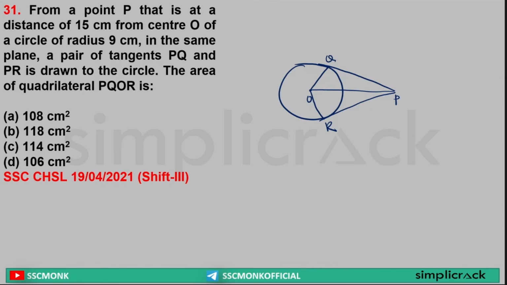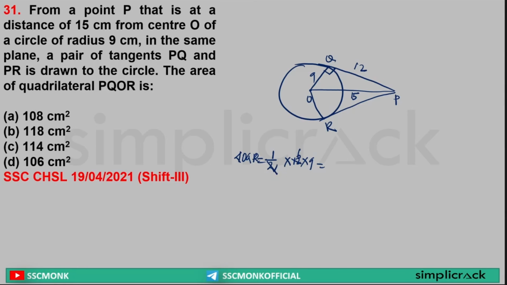Now see, these two are similar triangles, so both areas are equal. So I will find one area and simply multiply by 2. Here it is saying the distance between the center O and P is equal to 15. This is 90 degree. Also the radius is 9. If this is 15, this is 9, 3 3s are 9, 3 5s are 15, 3 4s are 12. Yes or no? Yes. Area of triangle OQP is equal to half into 12 into 9.